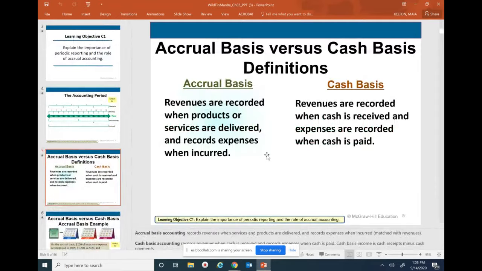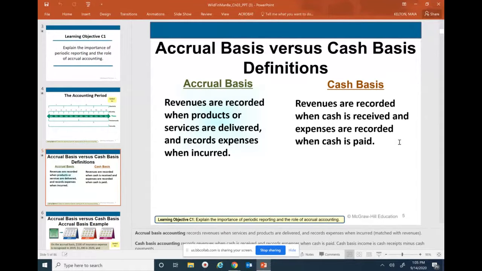So in accounting, we will be using the accrual basis of accounting, which basically states that revenues are recorded when products and services are delivered, and expenses are recorded when they are incurred or when they happen. The cash basis of accounting is not allowed for publicly traded corporations because their revenues are recorded when cash is received and expenses are recorded when cash is paid.